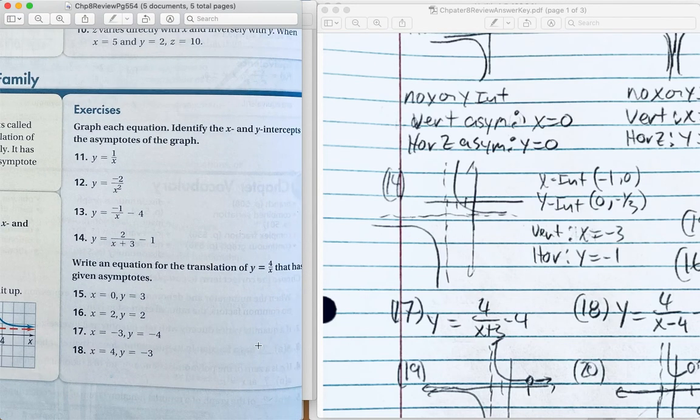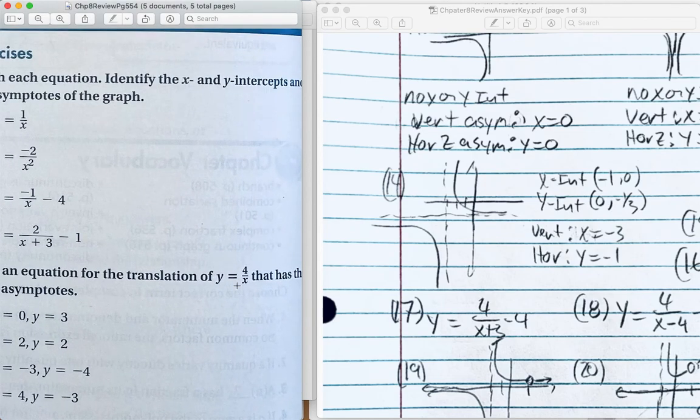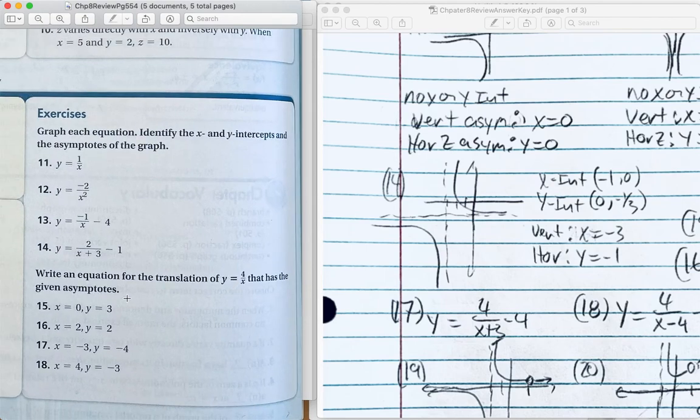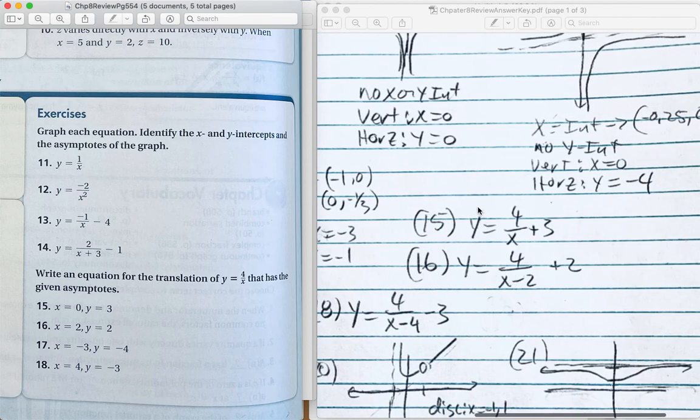Okay. 15 through 16, we have this base parent equation at y equals 4 over x, and given the asymptotes, they want us to write the equation for this graph. So here we have an asymptote at 0. That means that the x stays the same, and we have an asymptote at y equals 3, so it's going to go up 3. So when we write this graph for number 15, it's going to be y equals 4 over x plus 3.